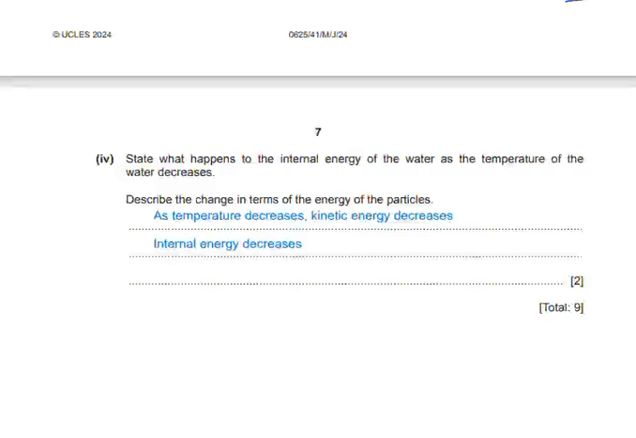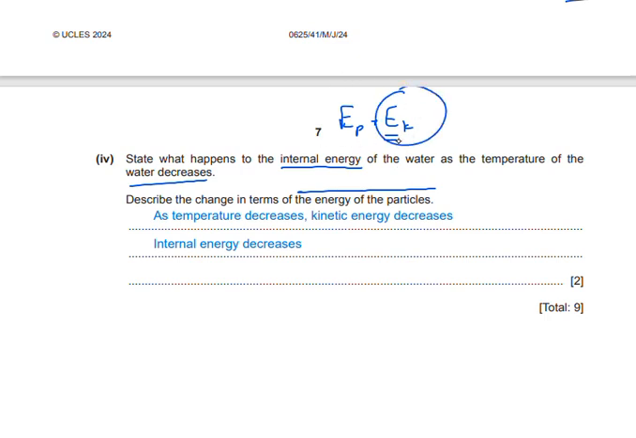Okay. State what happens to the internal energy of the water as the temperature of the water decreases. We know that there is a relation between the energies. Internal energy is the sum of potential energy plus kinetic energy, like the position and the movement of the particles. Here we are just dealing with the movement of particles. Okay. Describe the change in terms of energy of the particles. We have these 2 energies, so we are just going to talk about this.